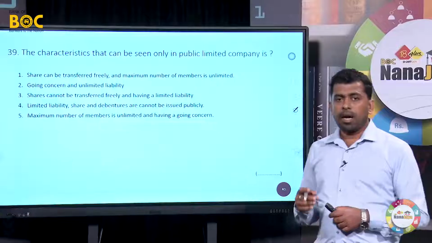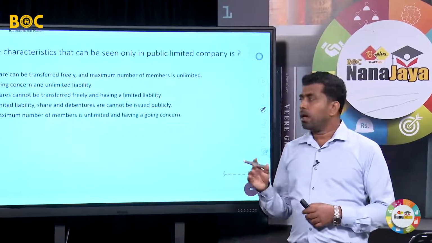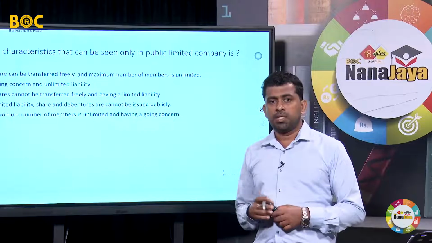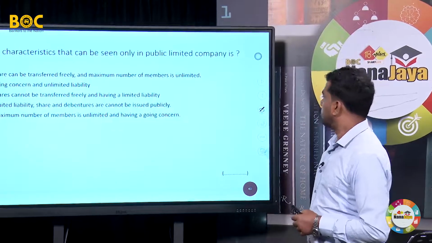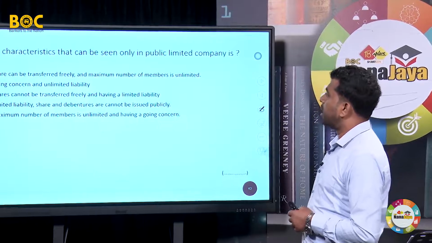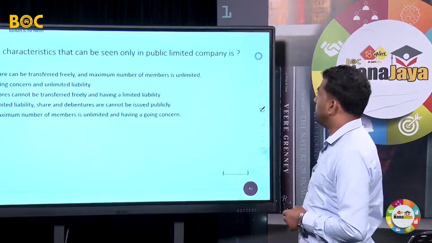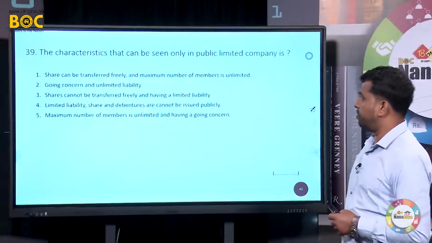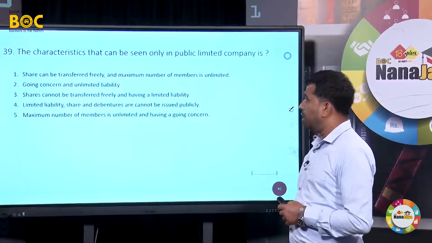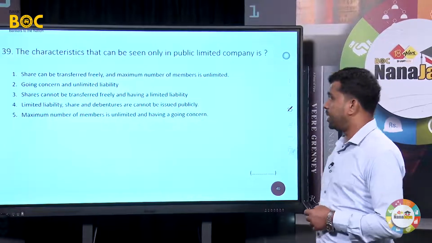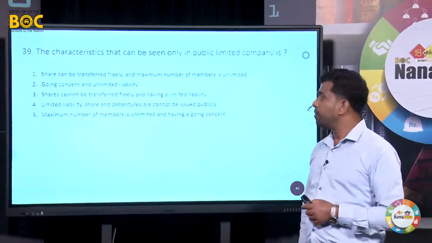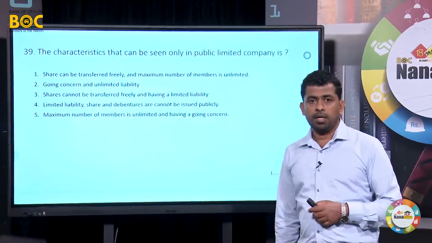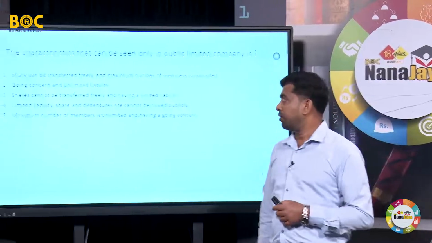Listed companies are the companies which are registered in Colombo Stock Exchange. Such a company can issue shares and can sell shares and debentures through the share market. You are given some options. Share can be transferred freely and the maximum number of members is unlimited. In these companies, shares can be transferred freely, not like private limited companies. Going concern and unlimited liability. Going concern means perpetual succession, and unlimited liability means liability of the shareholders is not limited to the capital invested. They have to sacrifice their personal properties.